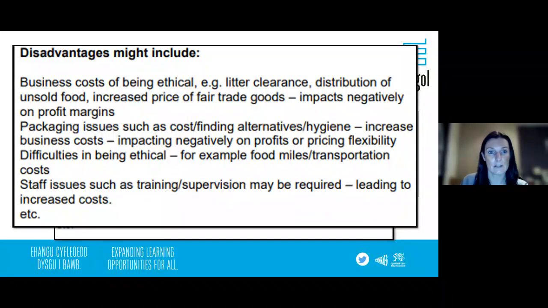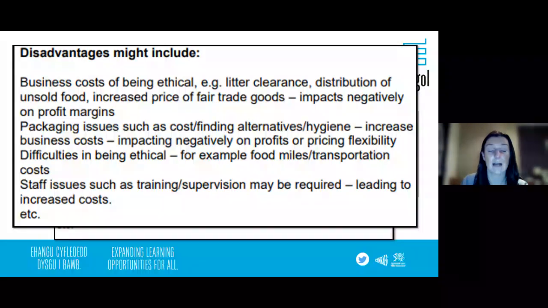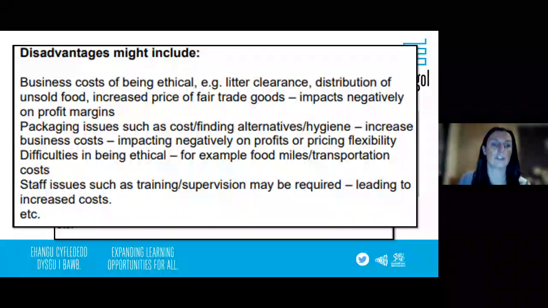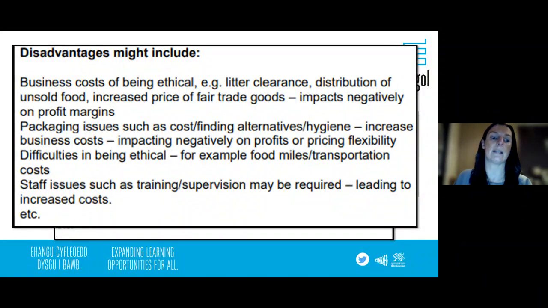Disadvantage: business costs of being ethical, litter clearance, distribution of unsold food, increased price that impacts negatively on profit margins. You've got packaging issues, which is costs finding alternatives, hygiene, especially with food, impacting negatively on profits. Difficult in being ethical, for example food miles, transportation costs, all of that goes against ethical policies, environmental policies, and staff issues such as training, supervision may be required, leading to increased costs. So you've got those things there.